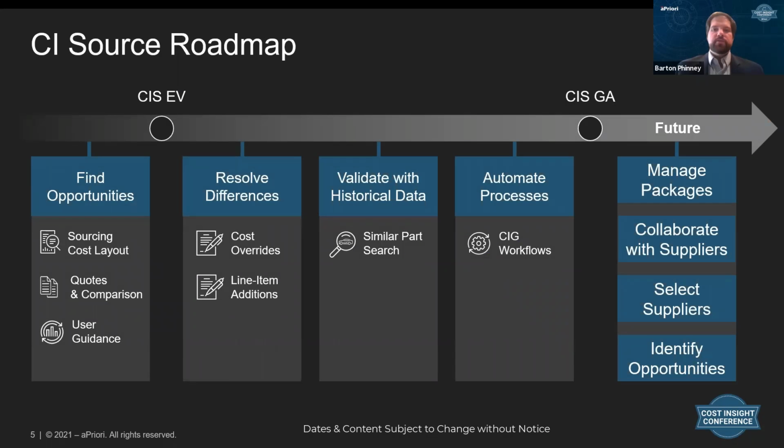So how do we plan to achieve that vision? Our first release of CI Source will be an early visibility release, approximately the end of January or so, for our customers to get a preview of Cost Insight Source and provide feedback to help us iterate to a generally available release. That's currently targeted for about the spring of 2022.